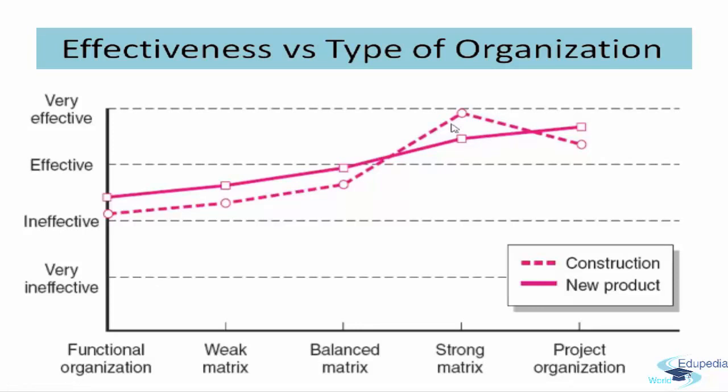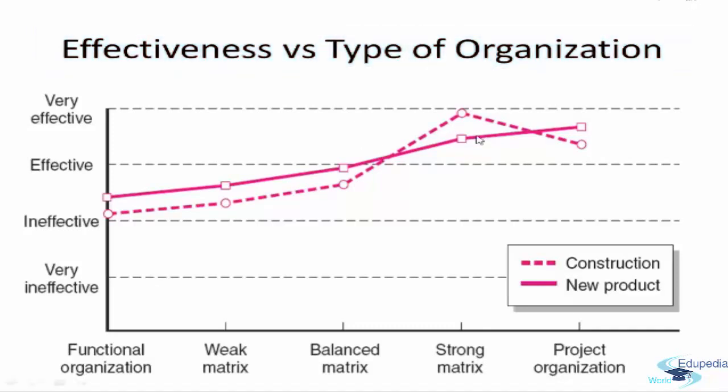So in general, what we can say is, if it is a kind of functional unit kind of work, and you go for a projectized strong matrix, I think it performs better than the traditional models.